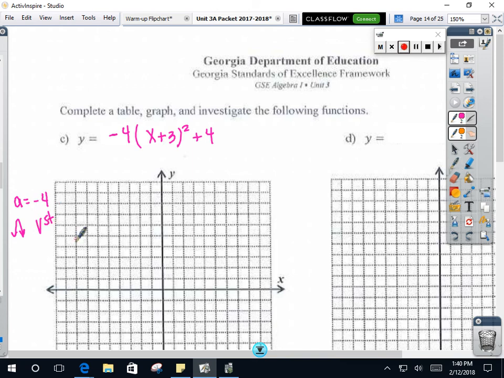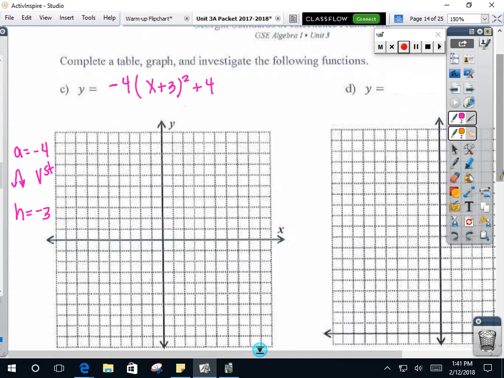Okay, what is the H value? Negative 3. Does everybody understand why H is a negative 3 even though the formula says x plus 3? Raise your hand if you don't, because I will explain it. Everybody knows why it's negative 3. Okay, and since H is a negative 3, how will that shift the vertex? It will move it left 3 because it's negative 3. Okay, what is the K value? 4, and that will move it up 4.